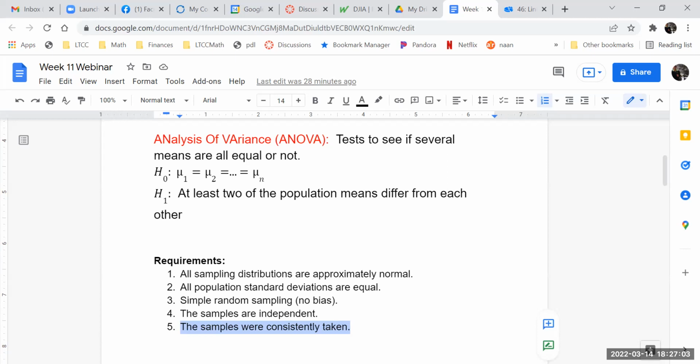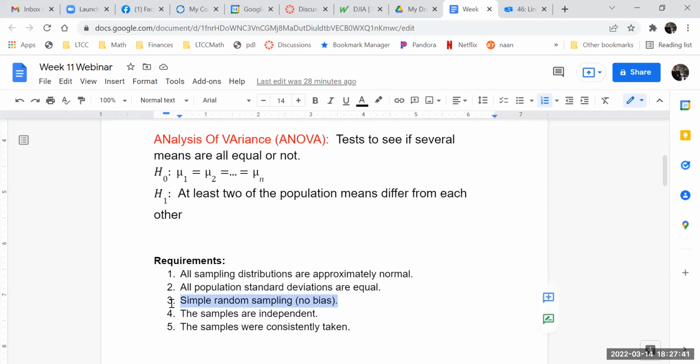Okay, and if any of these are off by a lot, you can't do ANOVA. You can't do ANOVA. If the sampling distributions are not all normal, then you probably need to get a bigger sample size. If the standard deviations are not equal, that means you really need to take another statistics class so you can learn what to do with that, because that's pretty complicated. That's all I can tell you about that one.